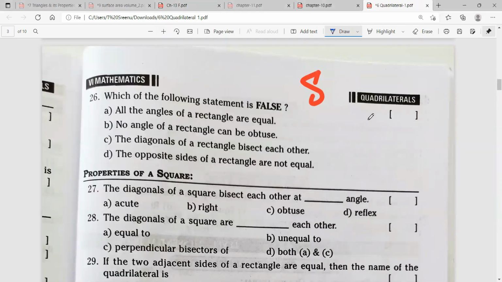Which of the following is false? All the angles of a rectangle are equal. True. No angle in a rectangle can be obtuse. Yes. The diagonals of a rectangle bisect each other. Yes. The opposite sides of a rectangle are not equal. This is false, because they are equal.